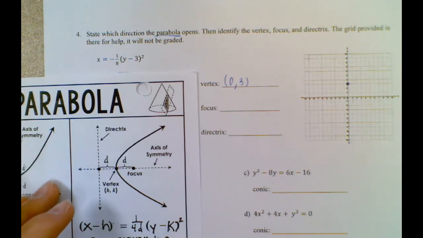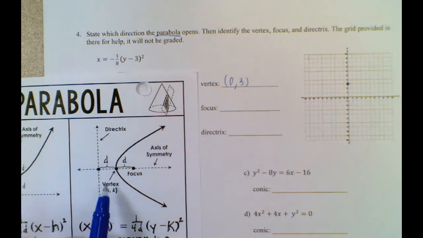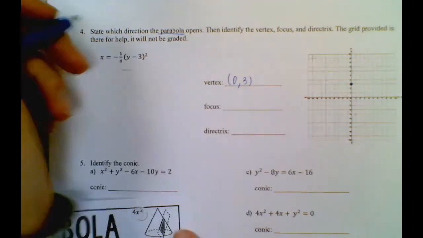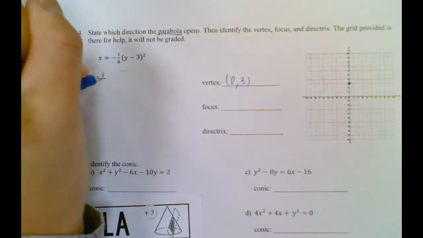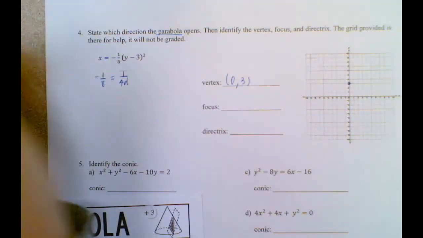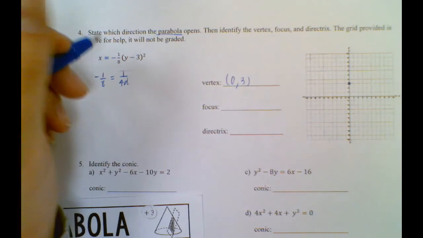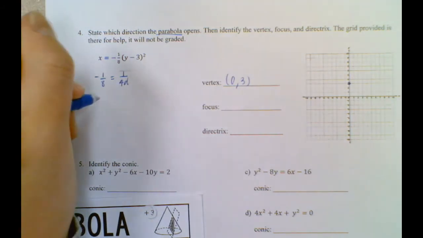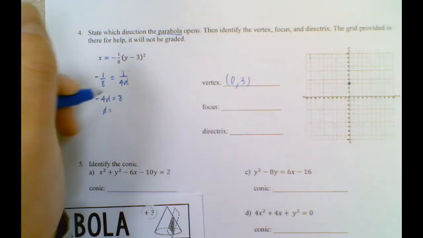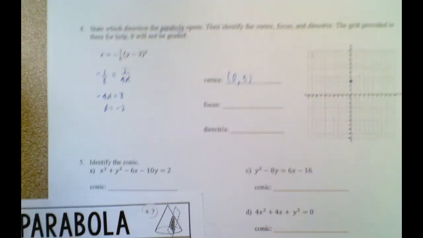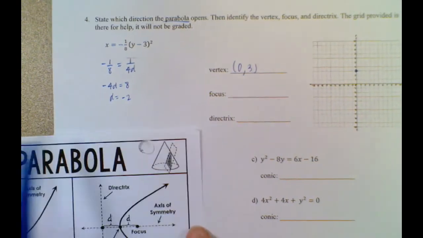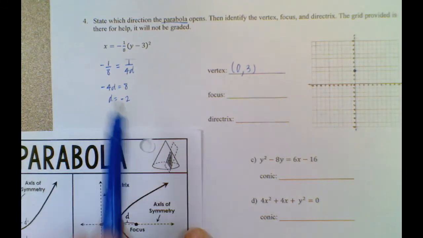And then for our focus, I need to find out what that d value is because it's going to be that distance, right? So we've got negative 1/8 equals 1 over 4d. So if you don't see right away what the d value is, remember you can cross multiply. So negative 4d equals 8. So d equals, divide both sides by negative 4, negative 2. Okay? If you need to do that, do it. If you don't need to, if you knew it was negative 2 right away, good for you.